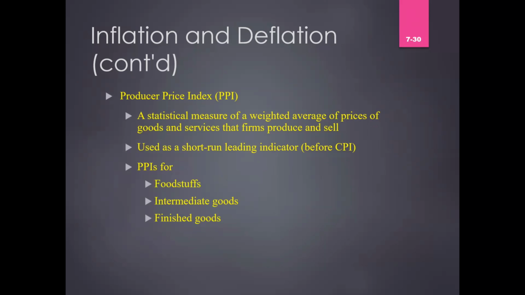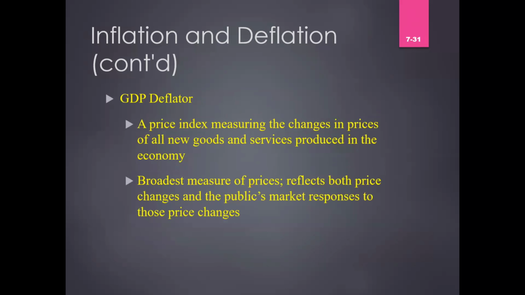Producer price index, PPI: a statistical measure of a weighted average of prices of goods and services that firms produce and sell, used as a short-run leading indicator before CPI. PPIs for foodstuffs, intermediate goods, finished goods. GDP deflator: a price index measuring the changes in prices of all new goods and services produced in the economy, the broadest measure of prices. It reflects both price changes and the public's market responses to those price changes.